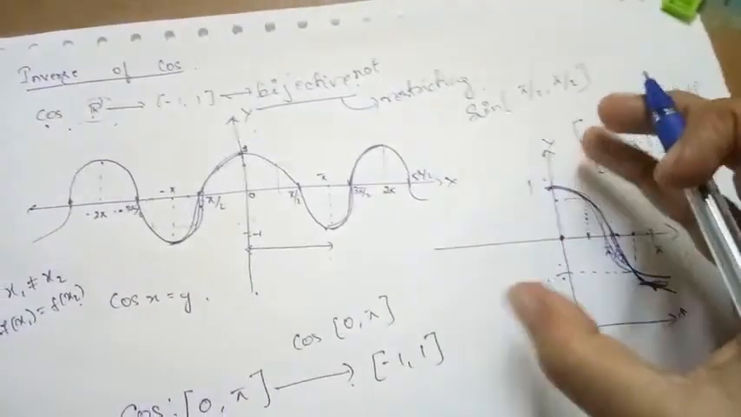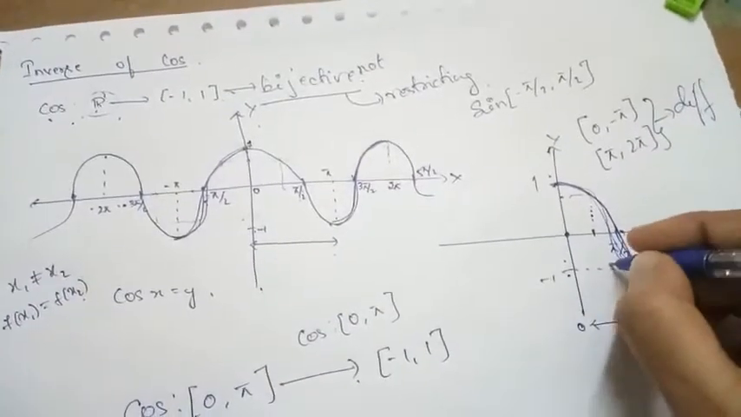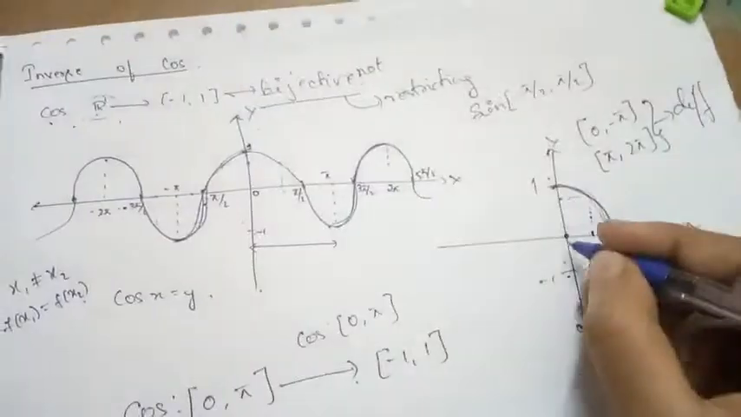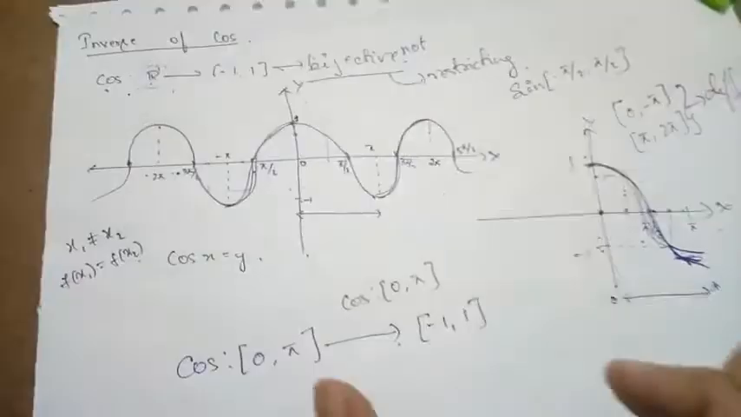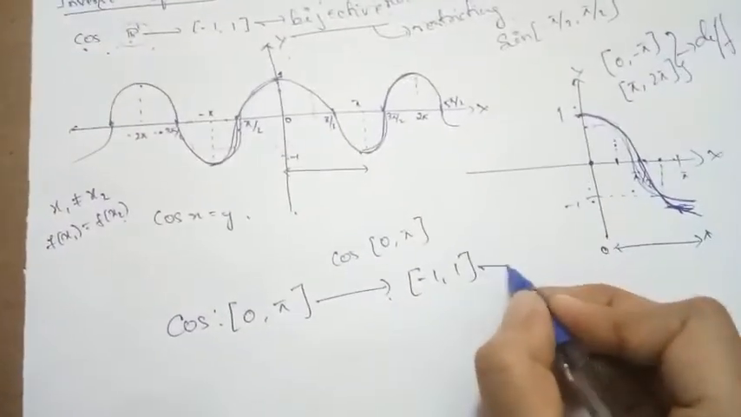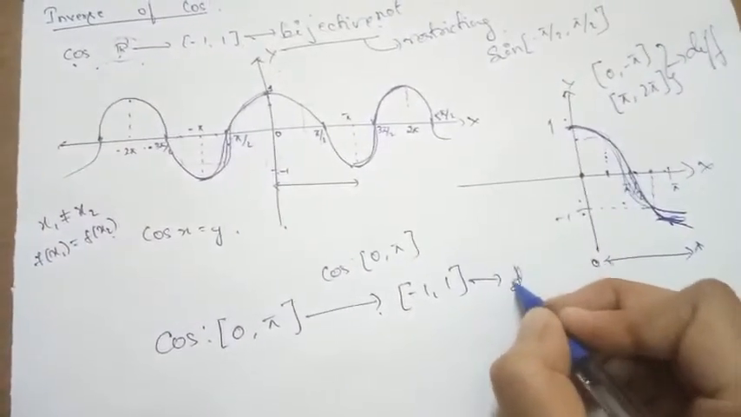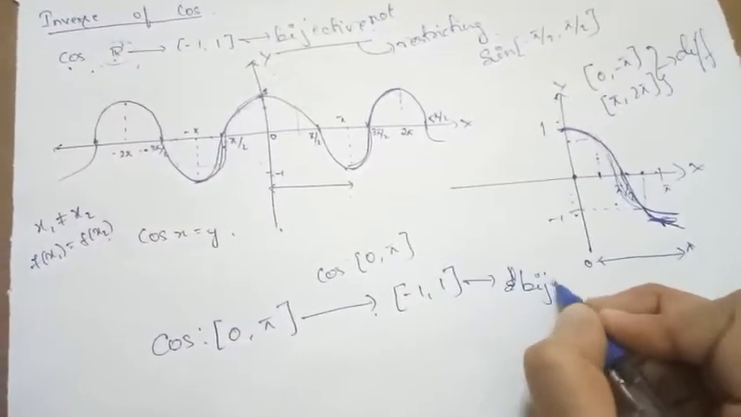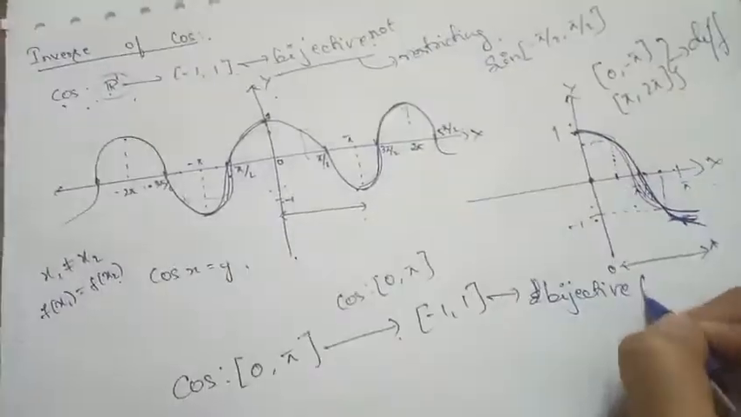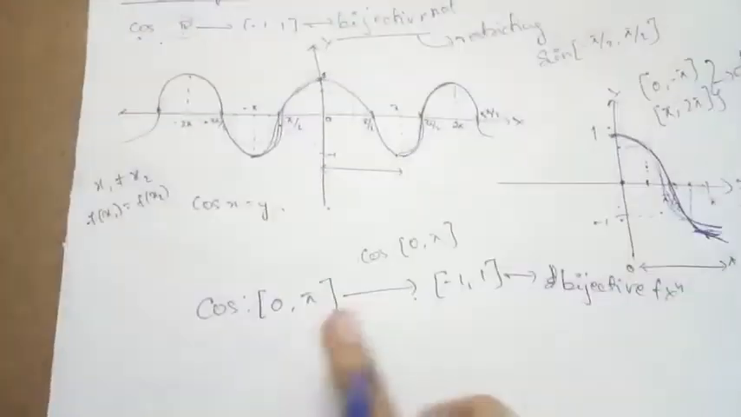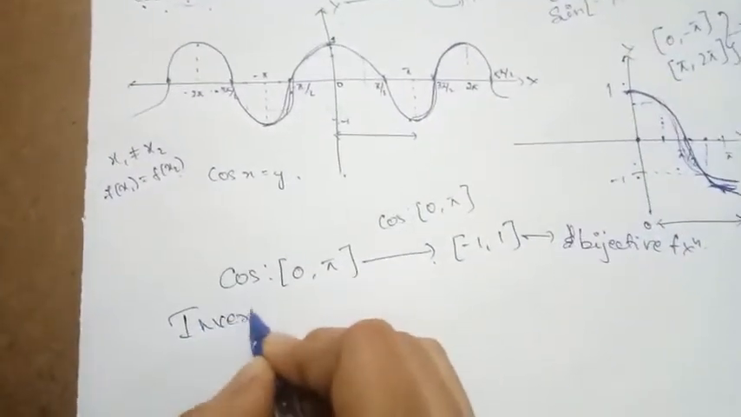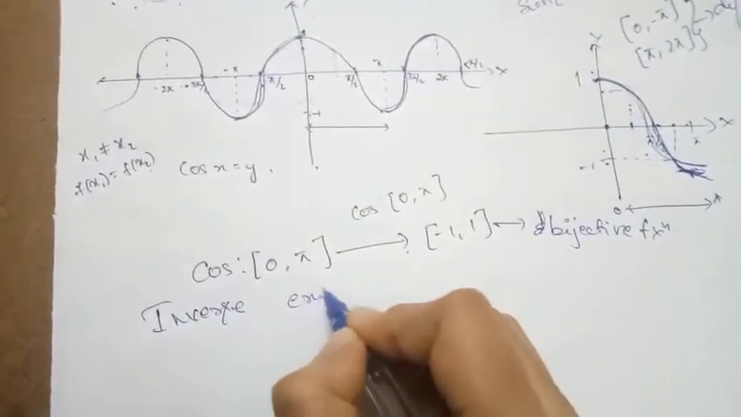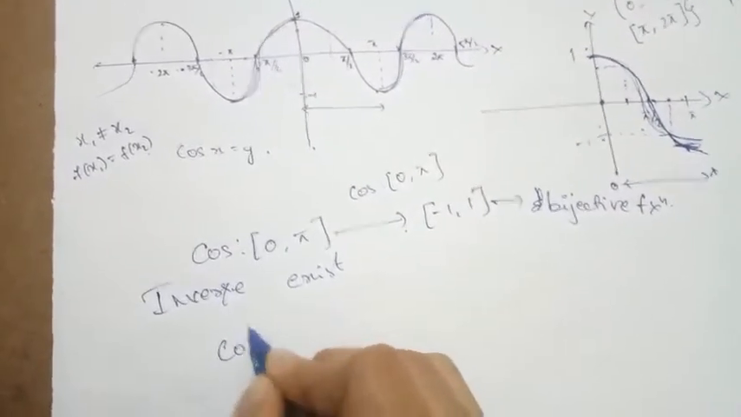So there are no other extra points added to this when x is lying from 0 to pi. So the range of the function remains the same. At this time our cos function becomes a bijective function. It becomes the bijective function. So once the cos function became the bijective function, now the inverse of this function is going to exist, and that is nothing but cos inverse.